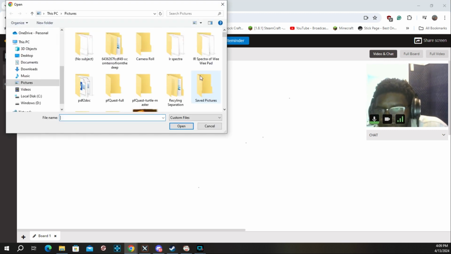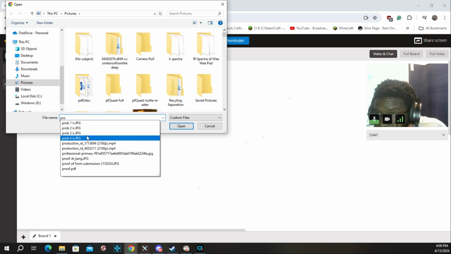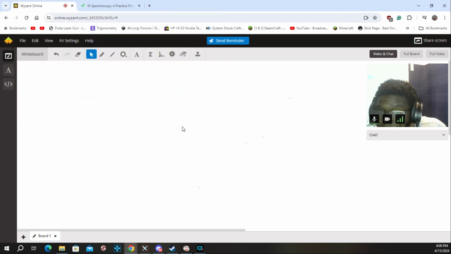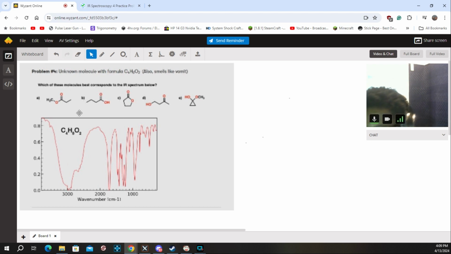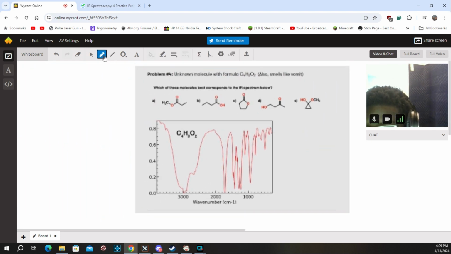Browse your computer. Problem 4ir.jpg. Last one. This one's a bit harder. But what do we see here?